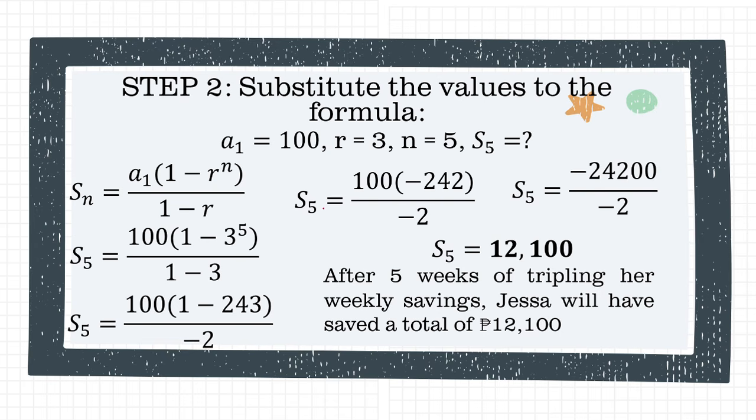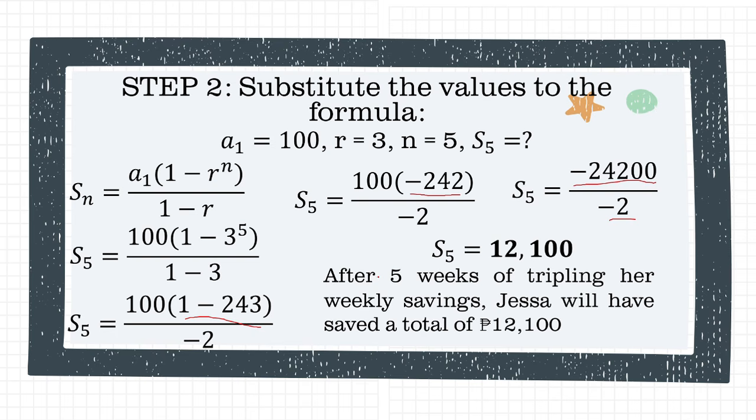So next, S of 5 is equal to 100 times 1 minus 243, that is negative 242, divided by negative 2. So 100 times negative 242 is negative 24,200, and copy negative 2 here. So we'll have negative 24,200 divided by negative 2. Negative divided by negative is positive, so we will have 12,100.